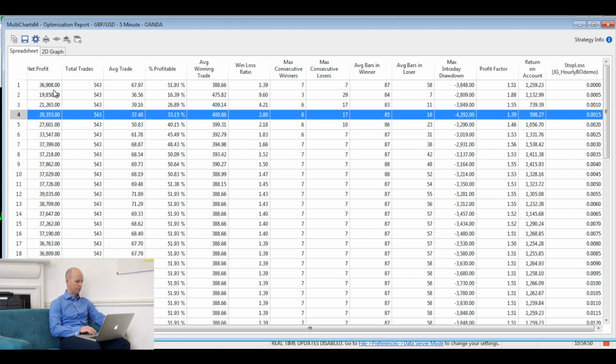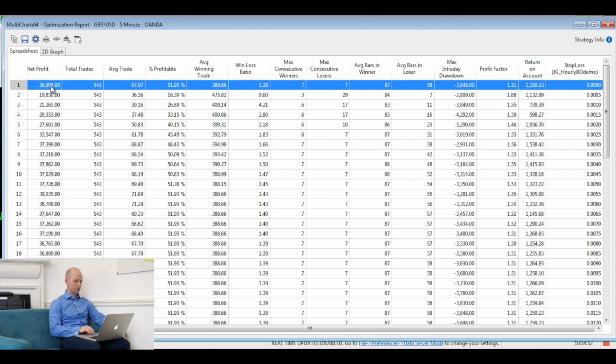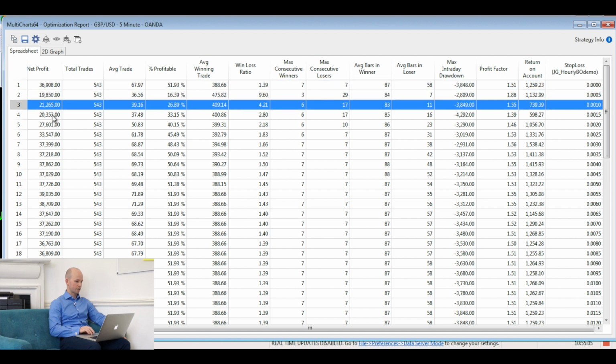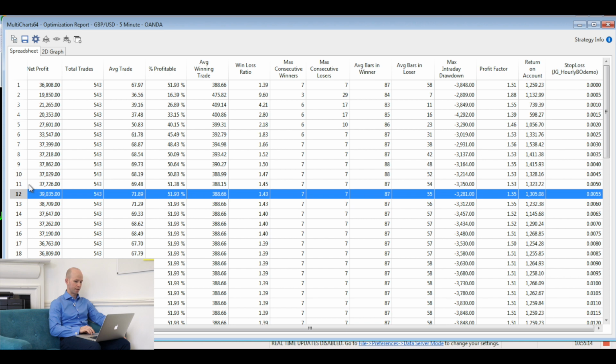Now, if we follow the results, probably don't take too much notice of no stop. It made 36,908, and that's with no stop loss at all. But we want to know from 5 pips, 10 pips, and quite clearly, you can see if you look down these numbers, they get better and better until about this midpoint here, which if we look across here, it's 55 pips.